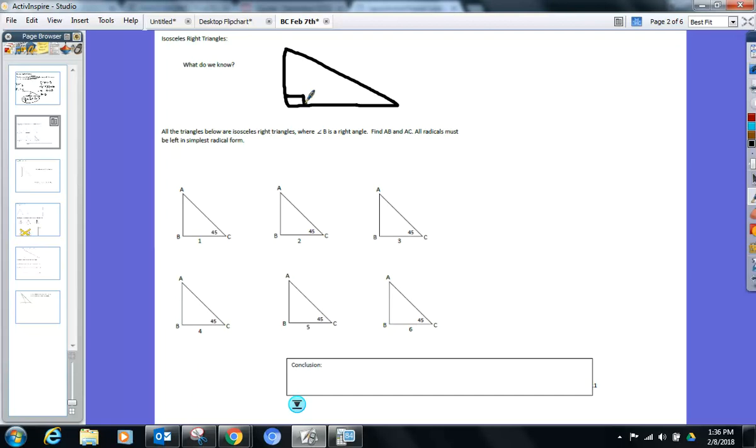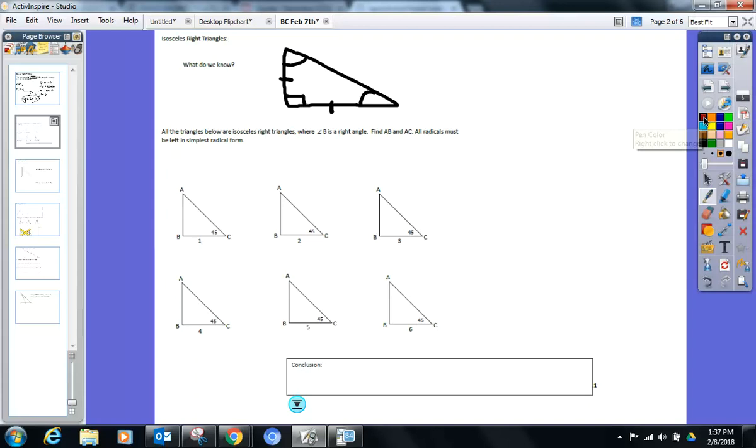What are you guys putting on the two legs? Congruent marks. What's across from those congruent sides? I want to get more specific today. What are the degree measures of those two congruent angles? 45, nice job.